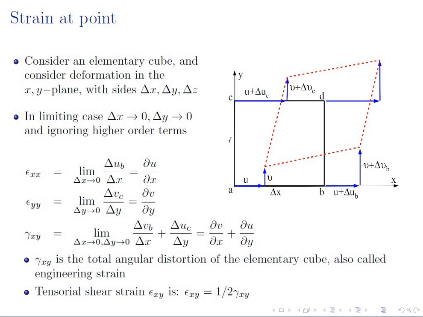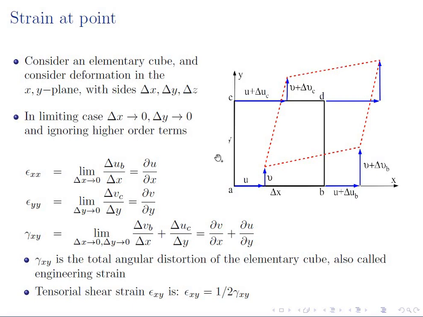Now let's define strains. Consider an elementary cube ABCD, and let's say due to the action of forces, point A has moved to a new location such that its horizontal displacement is u and its vertical displacement is v. Point B has been displaced by magnitude delta ub in the horizontal direction, and in the vertical direction by magnitude delta vb. Point C has been displaced in the horizontal direction by delta uc, and in the vertical direction delta vc. And let's say the sides of this cube are delta x, delta y, and delta z in the z direction.